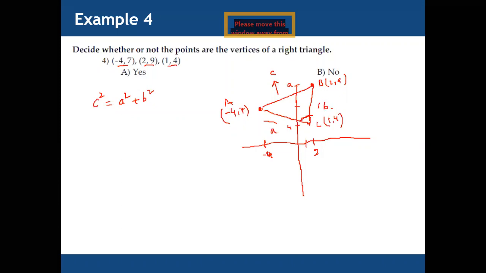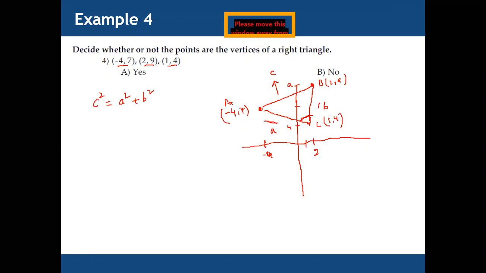So we need to find the distance, the length of A side, length of B side, and length of C side. And according to this formula, if both sides are equal, so we can say that these are the sides of a right angle triangle.